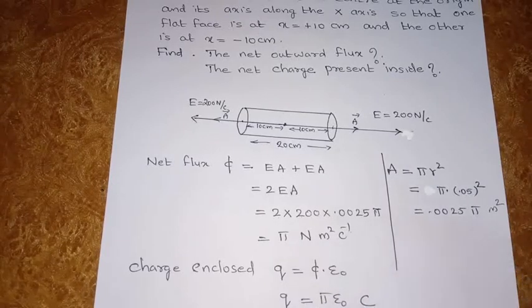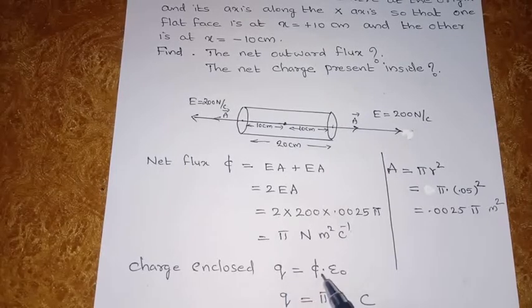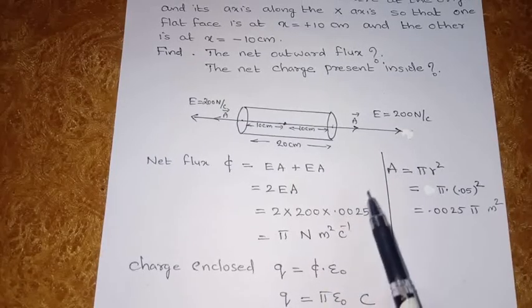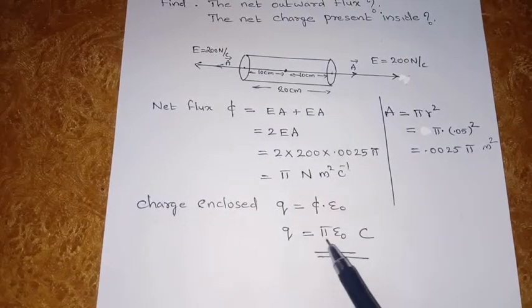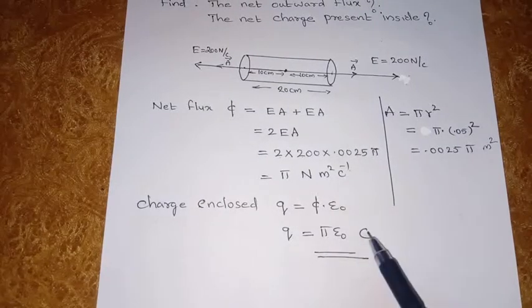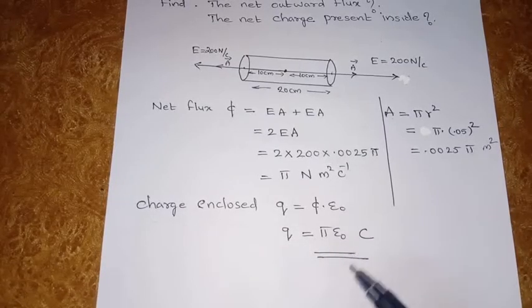Then they are asking what is the charge enclosed. The charge enclosed Q is equal to phi into epsilon 0 according to Gauss's theorem. Phi is equal to Q by epsilon 0. From there Q is equal to phi into epsilon 0. Therefore, the charge enclosed will be pi epsilon 0 Coulomb. Since the value of pi and the value of epsilon 0 are known, if we want to calculate numerically, we can calculate that.